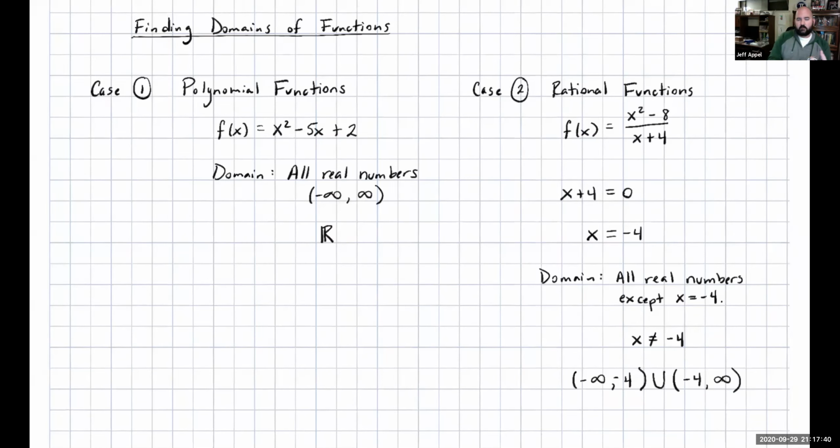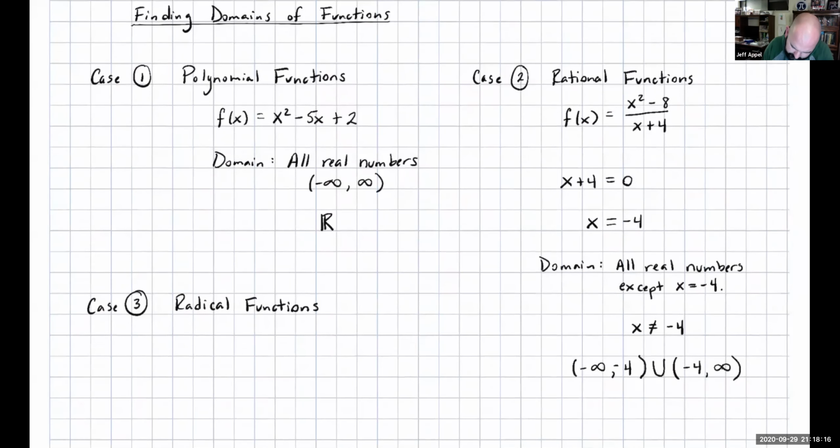Okay, polynomial functions, just all real numbers. Rational functions, the rule is set the denominator to 0, solve it, and then any numbers you get do not get to be part of your domain. And then finally, the third case, and we'll deal with this one more in the future as well, but just to get us started with this idea a little bit, it's for a radical function. And we'll get to radical functions, I believe, in chapter 10. So still a little ways to go. But for a radical function, let's just take a very basic one. f of x is equal to the square root of x.